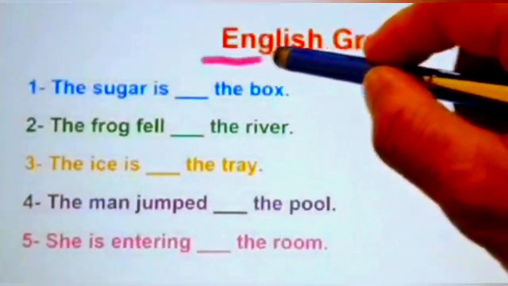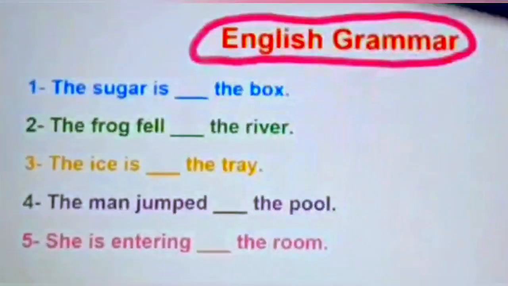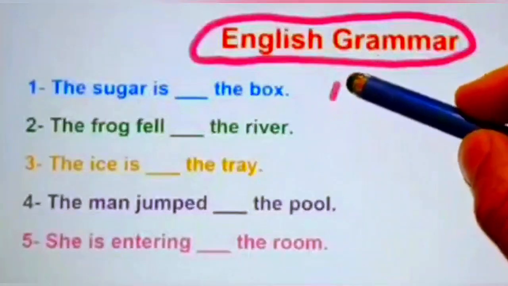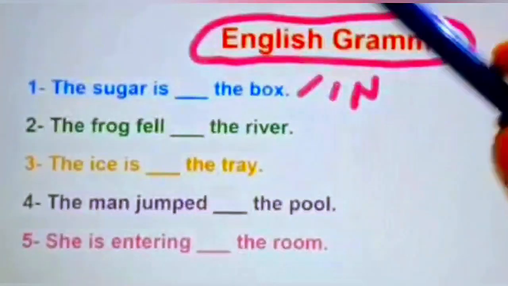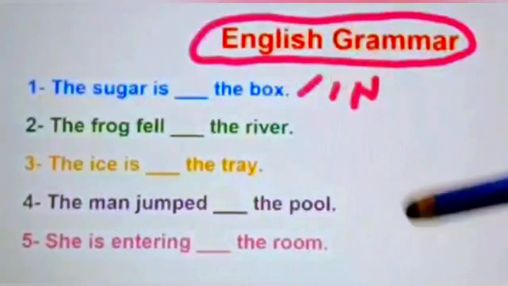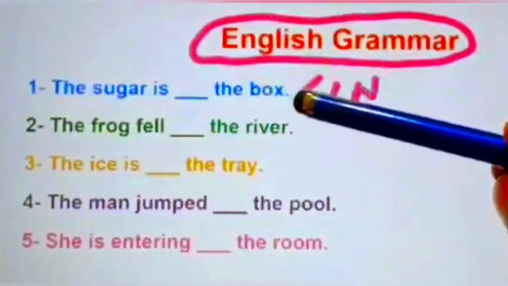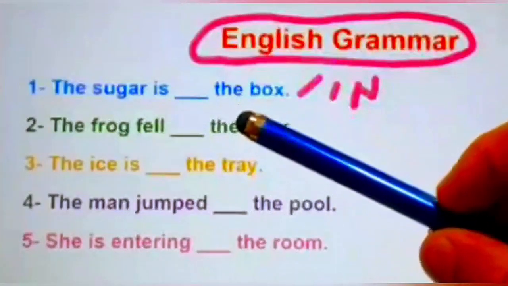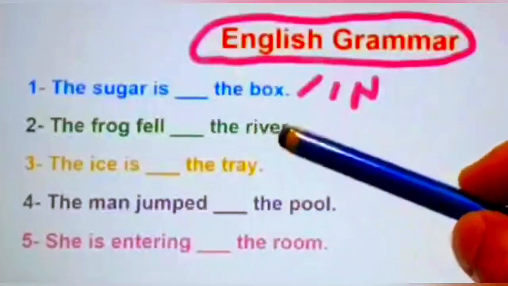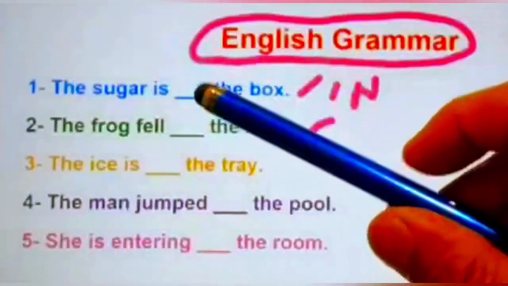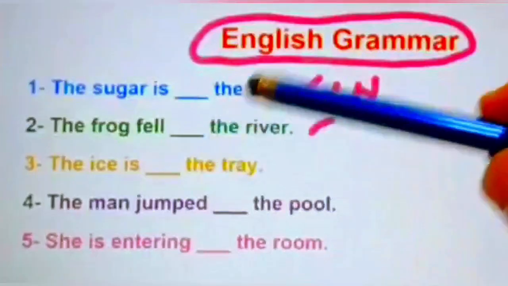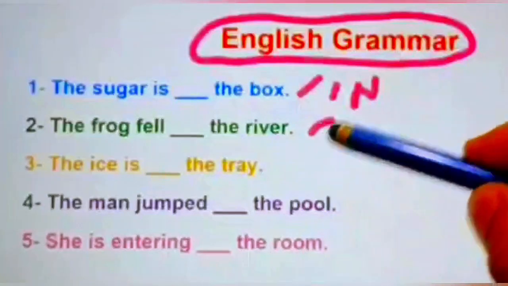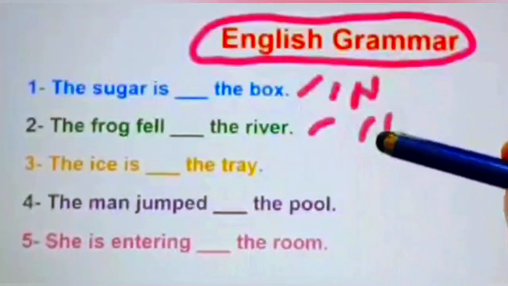Let's further describe in and into with these examples. The sugar is in the box. In here describes the static position of the sugar in the box. There is no movement of the sugar, therefore we use in here. And the next example: the frog fell into the river. Here it describes the movement of the frog from outside to inside the river. So here there is movement, and for movement we use into.